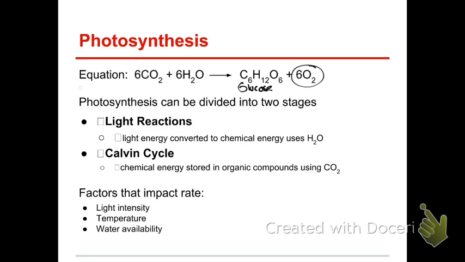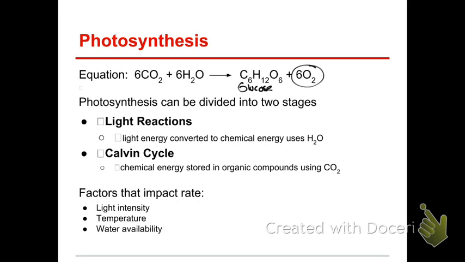So it can be divided into two main stages: the light reaction, which involves light energy. Light energy is converted to chemical energy, and it uses water. All right, so water is a reactant in the light reaction. And then the Calvin cycle, which we'll talk about later, is where we store the energy that we convert in organic compounds like glucose, and we use carbon dioxide for that.